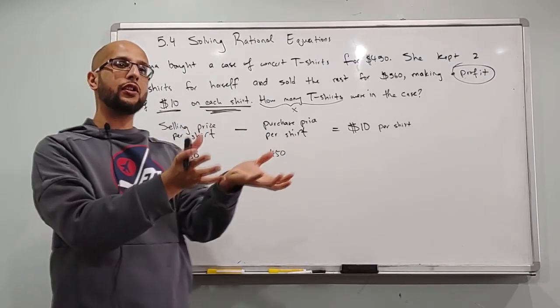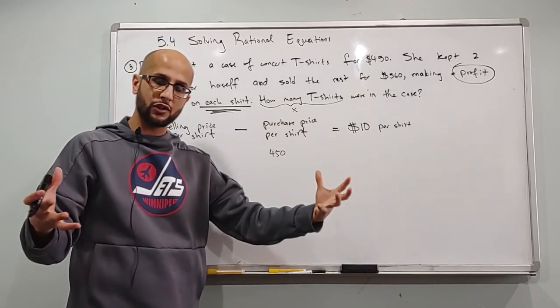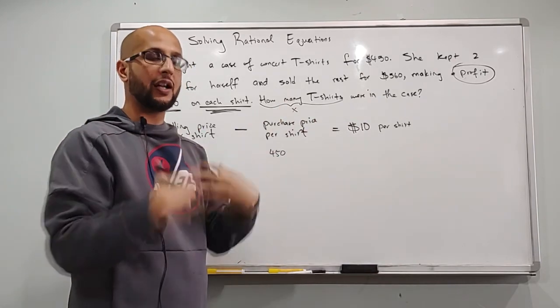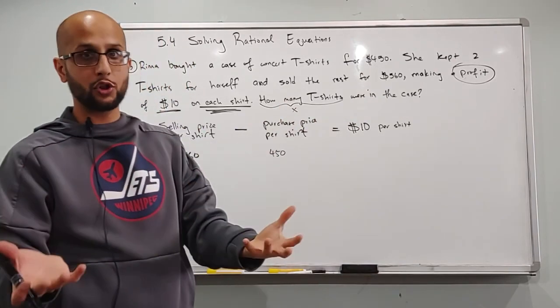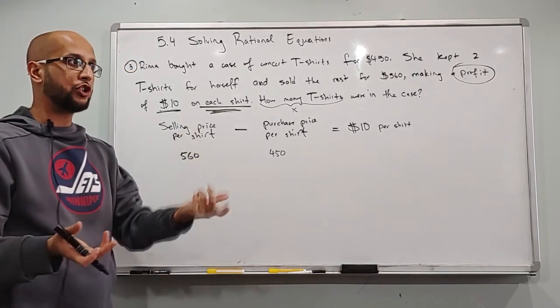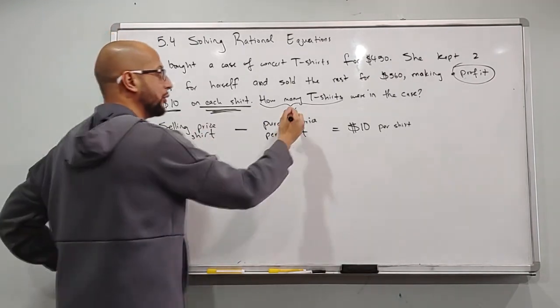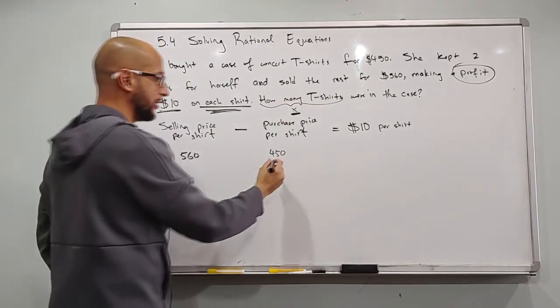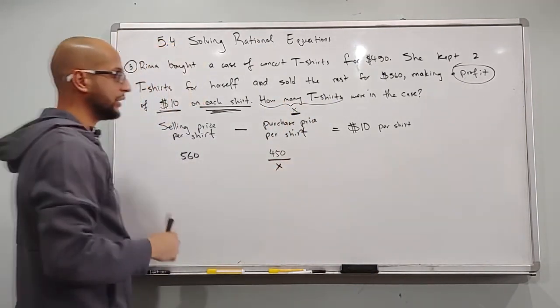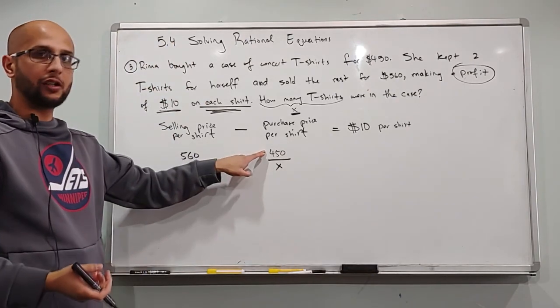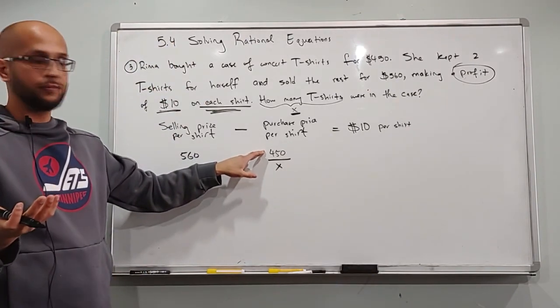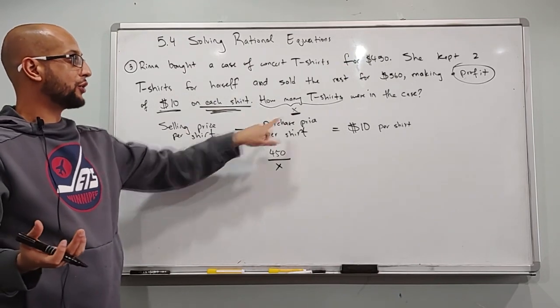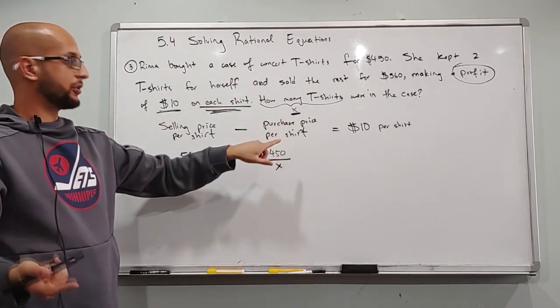If there's $450 being spent on a box of shirts, if I was to take that amount and divide it by the number of shirts that I bought, I would find out how much each shirt cost. In the beginning, we identified X as representing how many t-shirts were in the case. So this would be 450 divided by X. $450 for X amount of shirts. If I divide it, I will find out the purchase price for each shirt.